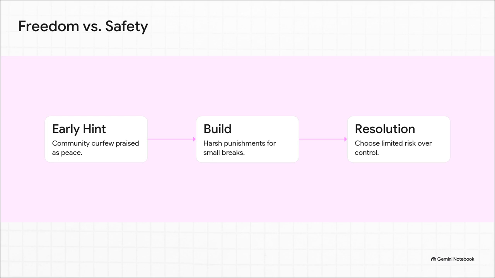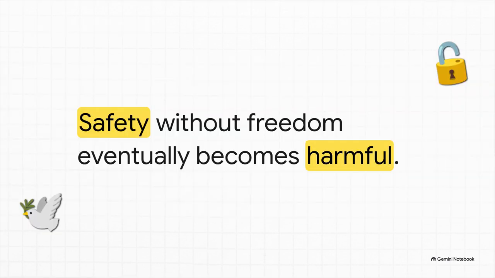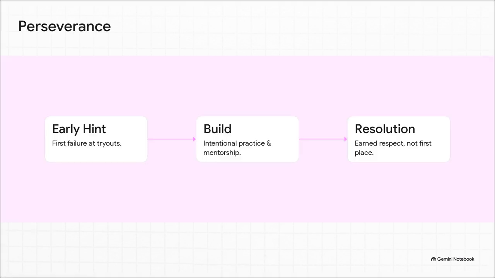By the resolution, the characters decide they've had enough and break out, actively choosing to live with limited risk rather than living under total suffocating control. See how the ending of this story completely flips that concept of peace from chapter 1? When we look at our tracker, the theme confirmed is safety without freedom eventually becomes harmful. It's so clear how we literally needed all 3 parts of the story's timeline to arrive at that deep level of understanding. Let's tackle our final example, which explores perseverance.